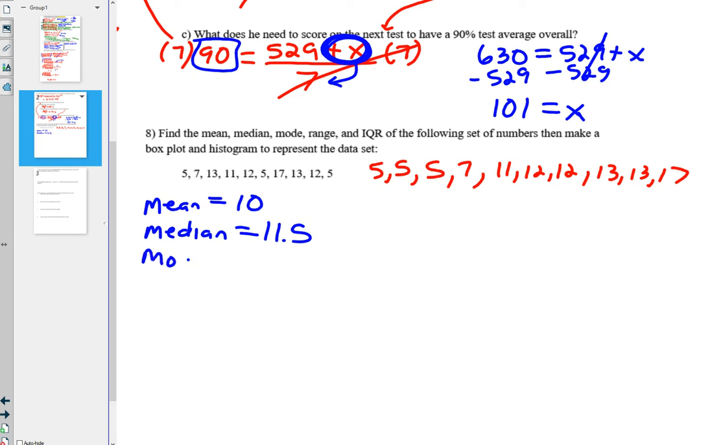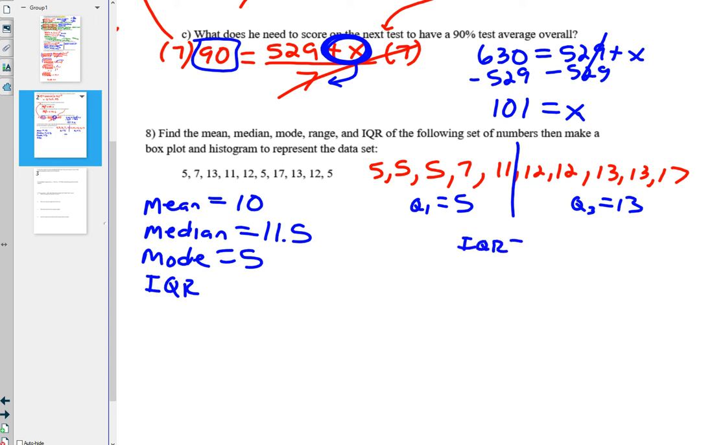The mode, it is possible to have either multiple modes or no modes. But in this one, there is a clear mode. Which number appears most? 5. Interquartile range. If you have an even amount of numbers, you leave everything in and you just cut them in half. There's 2 teams. Each of these teams has an odd amount. Each of these teams are 5, so it's the number in the middle. What's Q1 going to be? It is 5. What's Q3 going to be? The 13 is in the middle there. So the interquartile range would be 13 minus 5, 8.